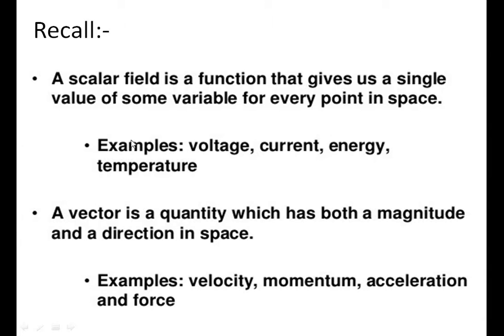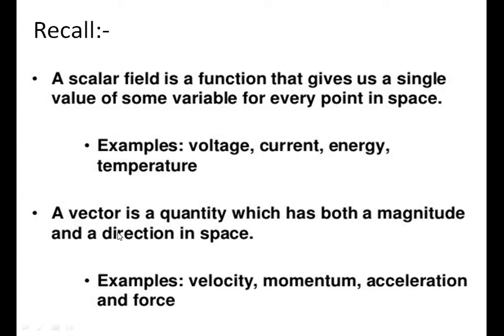every point in space. Example, voltage, current, energy, temperature. That is, a scalar quantity is a physical quantity which has only magnitude, no direction. Okay, then second point, a vector quantity is a physical quantity which has both magnitude and a direction in space, whose examples are velocity, momentum, acceleration and force.